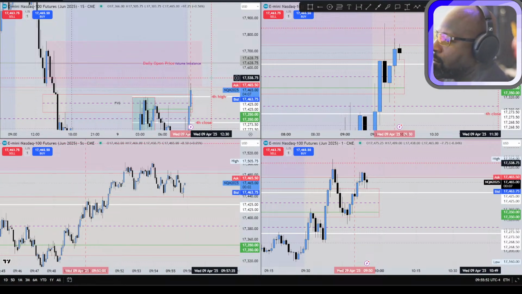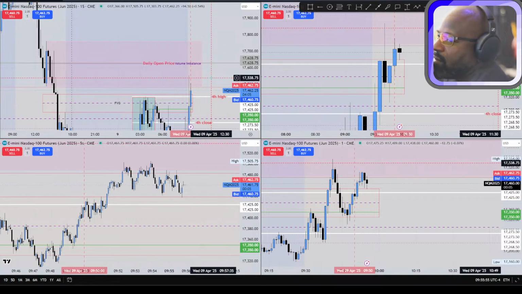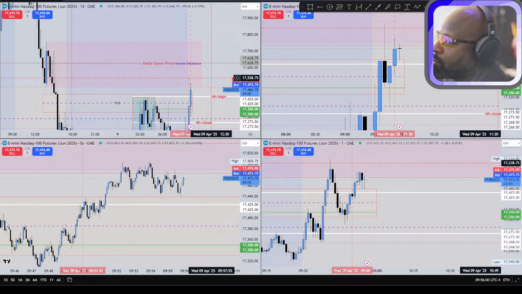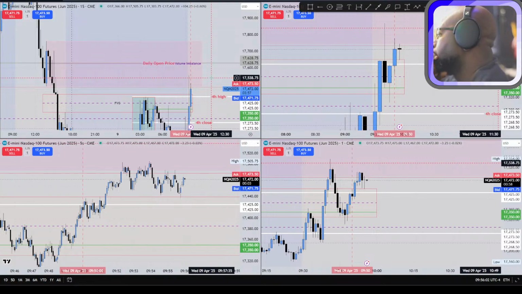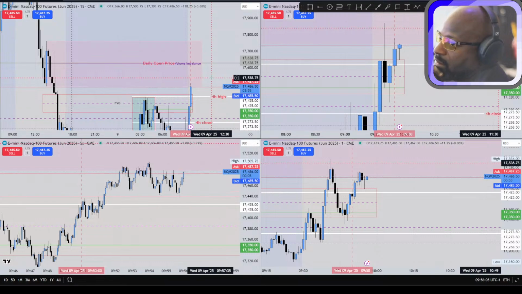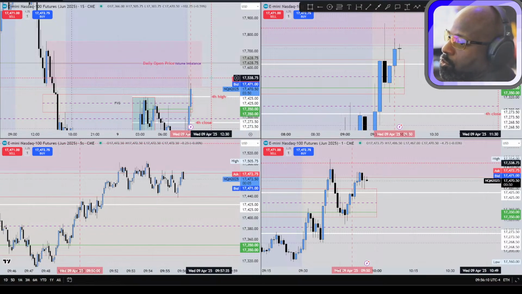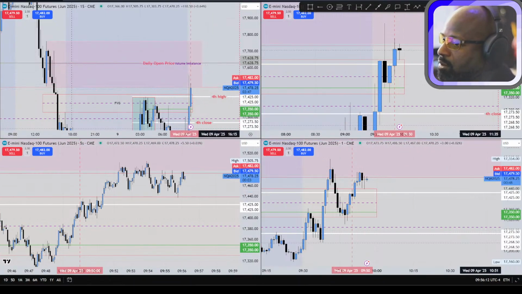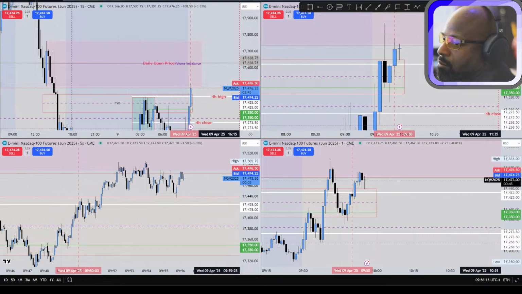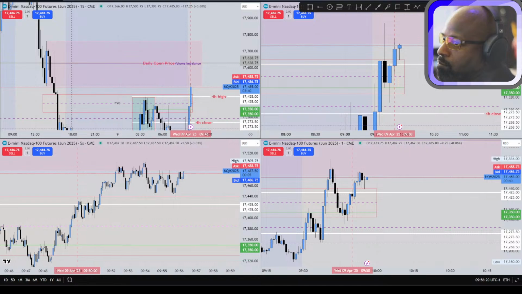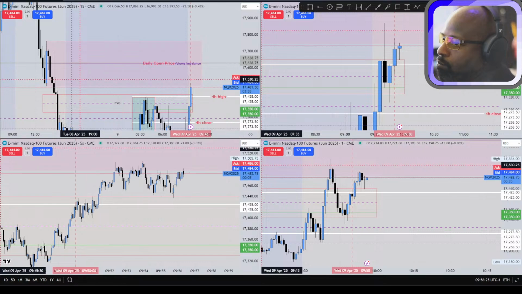There's a lot of levels south of where we are now. That would serve as very nice liquidity pools for sell side. If we were to move down into sell side, I could see us taking out 17,100. Is that 17,100? How about that? 16,673.